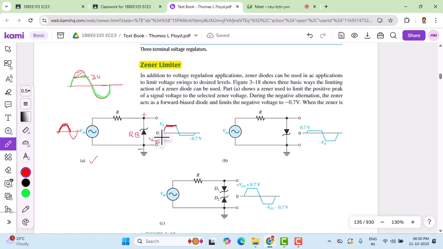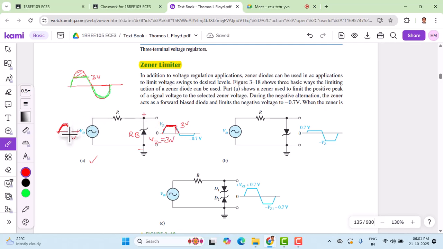So we don't get any voltage after Vz. Suppose Vz is 3 volts. Then the input signal rises to 3 volts, and till then it follows. After 3 volts it won't rise, and it maintains a constant 3 volts. And when the input drops, the output also drops. This is what happens in the positive half cycle.